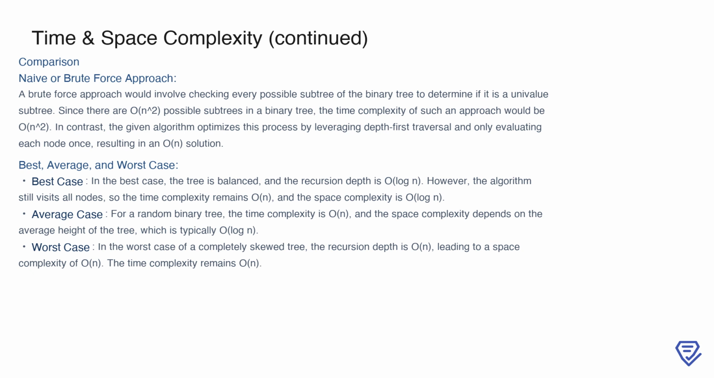Now, looking at the best, average, and worst-case scenarios, the time complexity remains O(n) in all cases because every node in the tree is always visited. However, the space complexity varies depending on the tree's shape. In the best case, where the tree is balanced, the recursion depth is log n, leading to a space complexity of O(log n). In the average case, for a randomly structured tree, the height is generally log n, so the space complexity remains O(log n). In the worst case of a completely skewed tree, the recursion depth equals the total number of nodes, resulting in a space complexity of O(n).